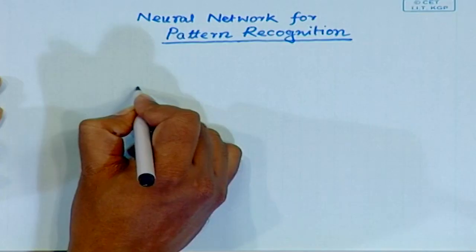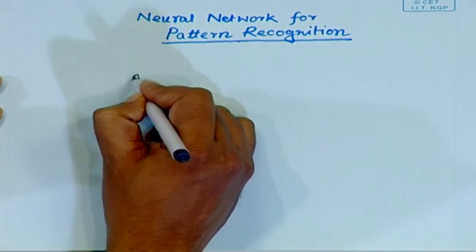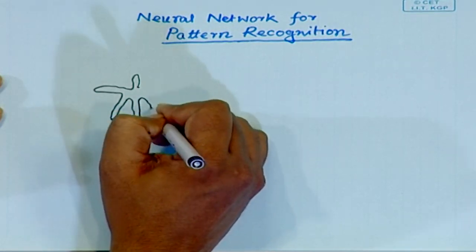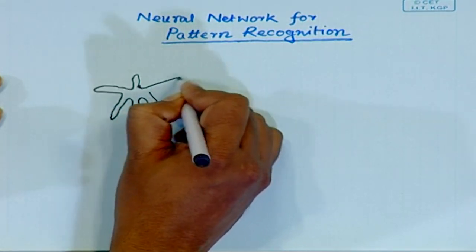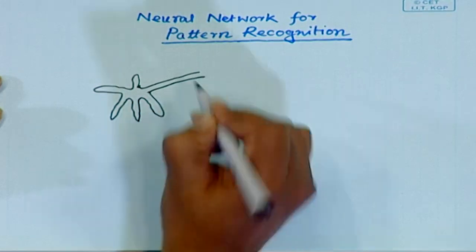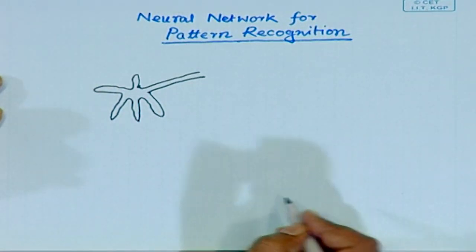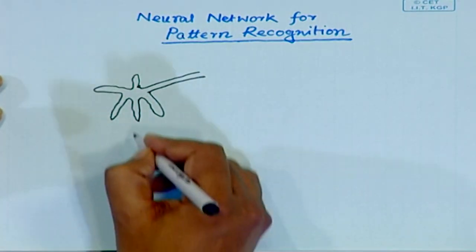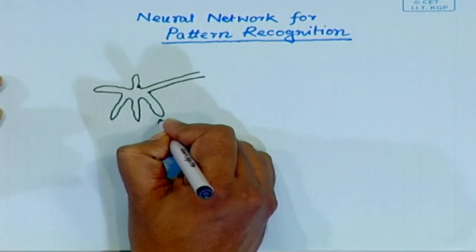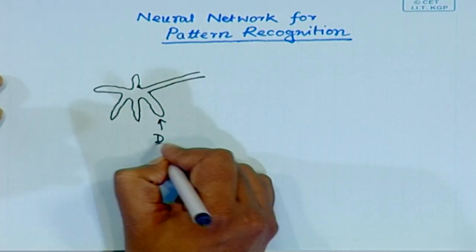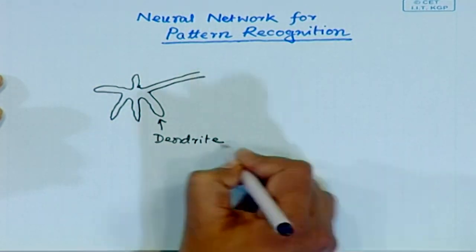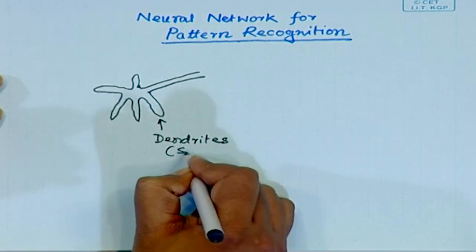The nerve cell is something like this. If you draw any particular nerve cell, it goes like this, where this whole thing is the cell body. These are what are called dendrites, or sensors.